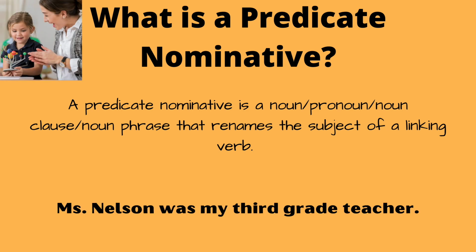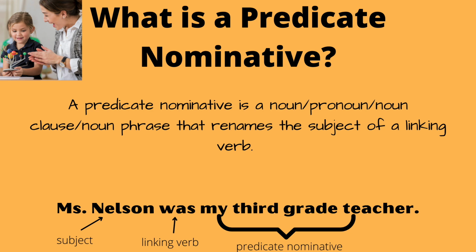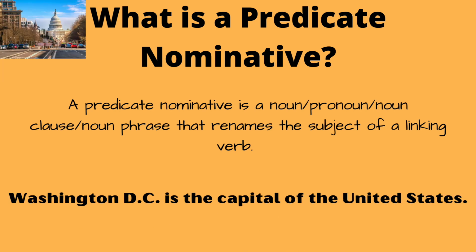Ms. Nelson was my third grade teacher. In this sentence, Ms. Nelson is our subject. Our linking verb is was, right, the past simple form of be, and that linking verb connects our subject to our predicate nominative, which is my third grade teacher. My third grade teacher is a noun phrase. Okay, so the predicate nominative must always be some type of noun.